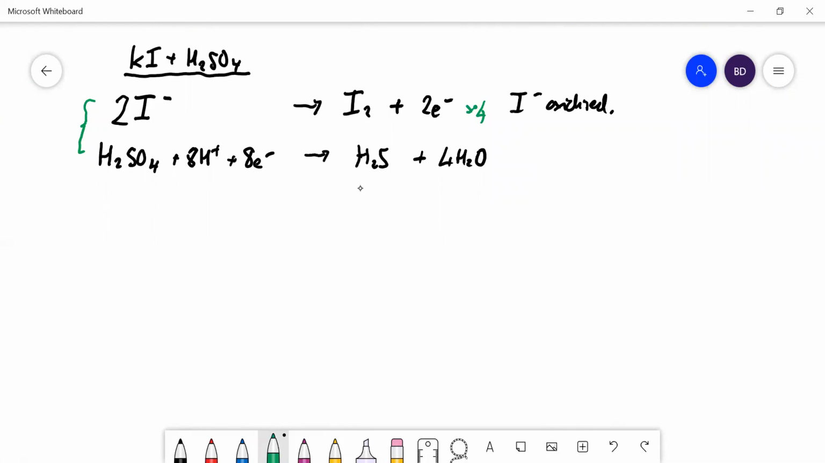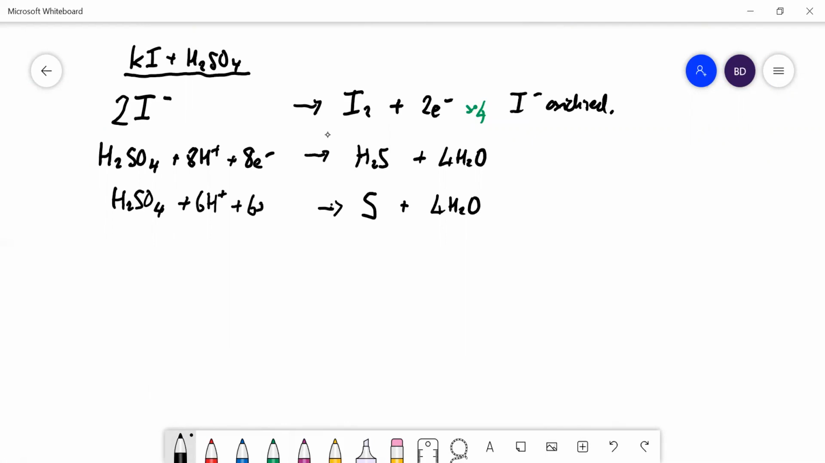We won't do that. Or you could have the H2SO4 going to sulfur, not being reduced quite as much, only going down to sulfur, which is a 0 oxidation state. Let's do the same again. We need 4H2O on this side. We're going to need just 6H+ here, and 6e- to balance the charges. If you wanted to combine that and that, you'd have to multiply this one by 3 this time.